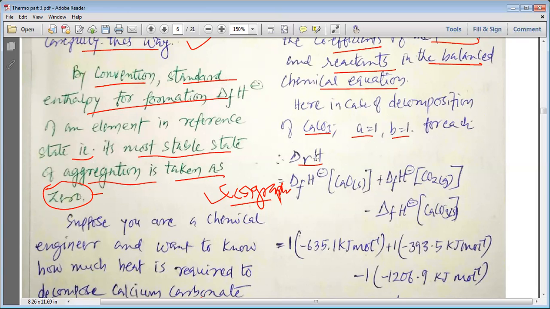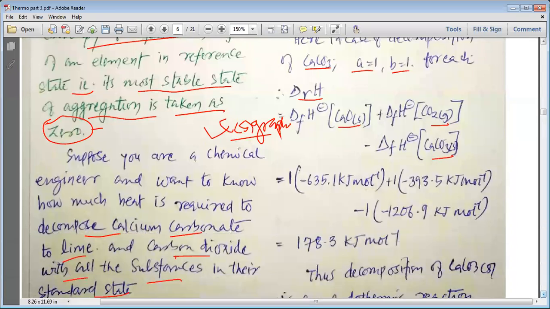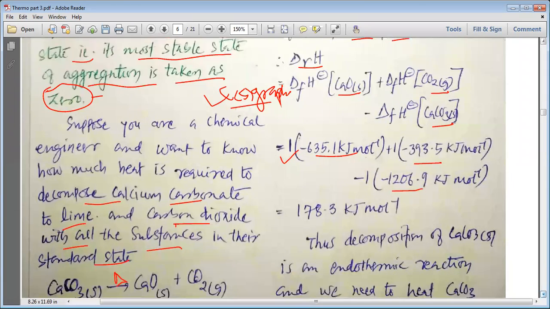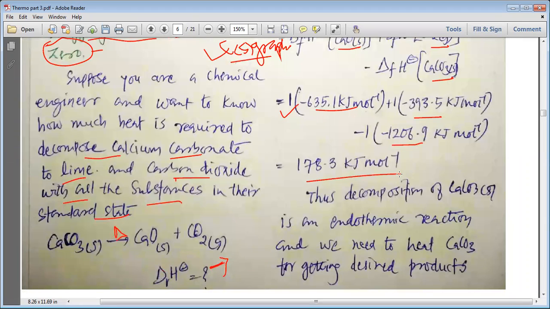and therefore ΔrH° is equal to ΔfH° of calcium oxide solid plus ΔfH° of carbon dioxide gas minus ΔfH° of calcium carbonate. Let us put in the values: the formation of calcium oxide is minus 635.1 kilojoule per mole, the formation of carbon dioxide is minus 393.5 kilojoule per mole, and the formation of calcium carbonate is minus 1206.9 kilojoule per mole. By doing all this calculation, we can see that 178.3 kilojoule per mole of energy is required to decompose 1 mole of calcium carbonate.